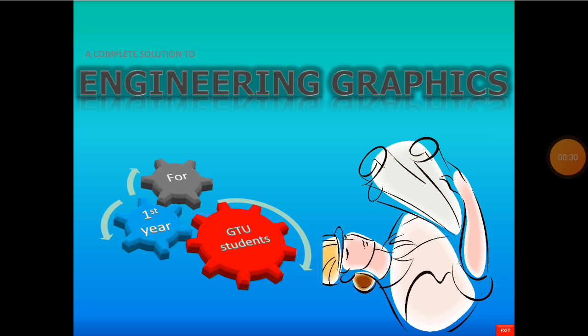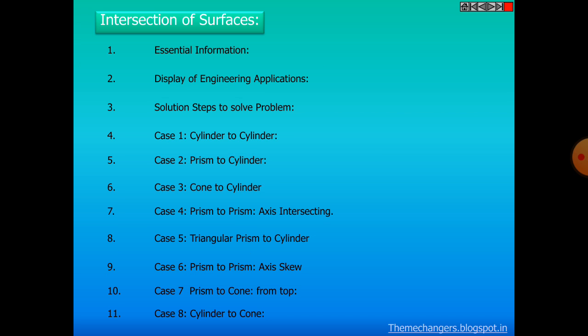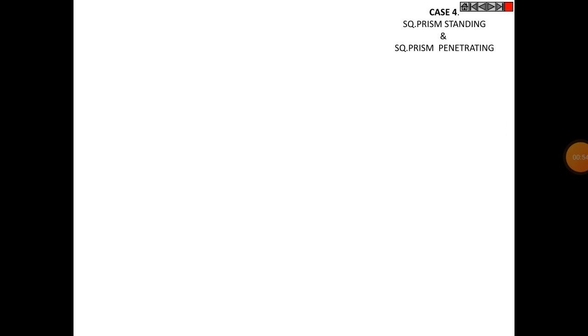Let us discuss first prism with prism, with axes intersecting. In that case, the square prism is standing and the square prism is penetrating. So in that, let's see some pictorial views. First, let's see the problem.